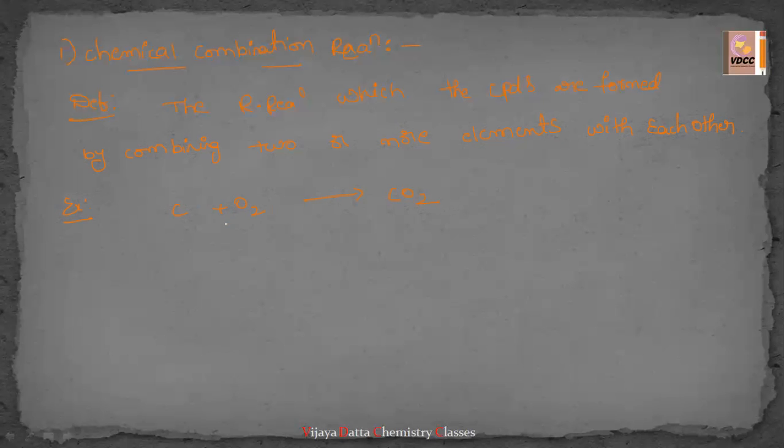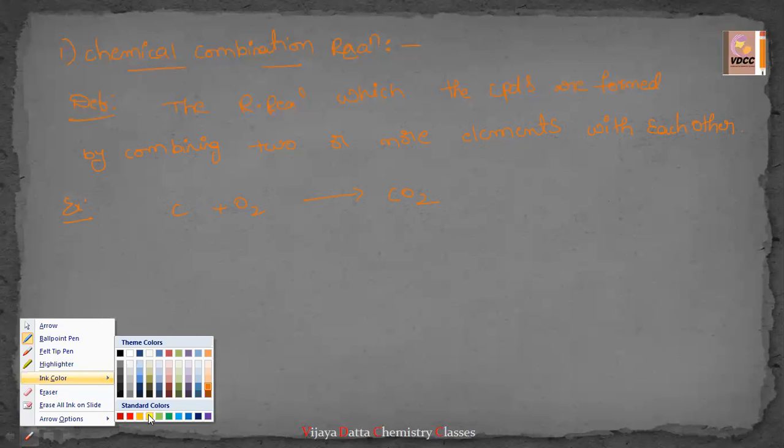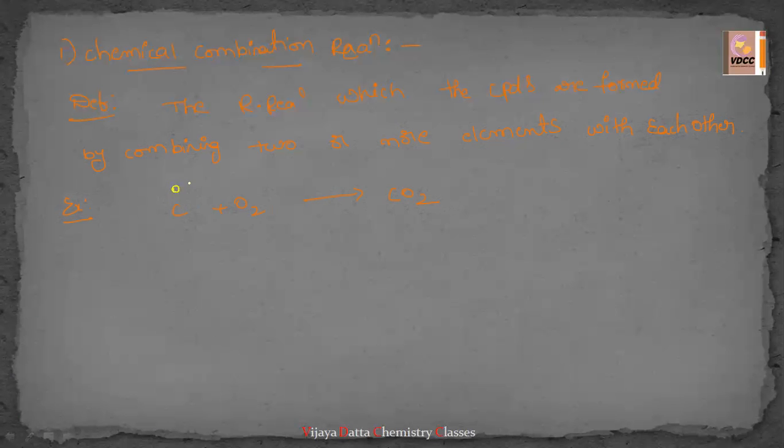Carbon is in its elementary state, so its oxidation state is zero. Here I can write the physical states. Carbon is a solid, oxygen is in gaseous state, and the carbon dioxide that is formed is also in gaseous state, right? So carbon's oxidation state is zero. Oxygen is also in the elementary state, so its oxidation state is also zero.